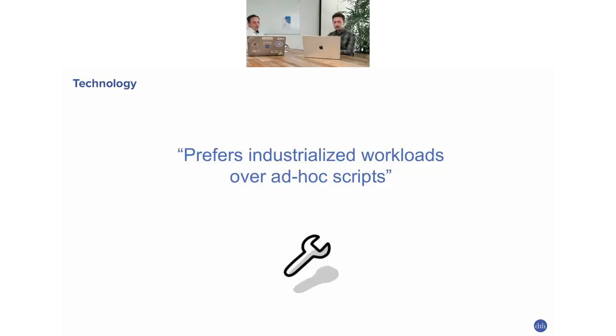All right. Then we switch to technology. For technology, we prefer industrialized workloads over ad hoc scripts. This is again a statement that everybody will agree with on the surface. Like, yes, I prefer it, but are you actually doing it? Because what we see a lot in organizations is, my ad hoc script is actually working. It's good enough. So why shouldn't I invest my time in the next feature? Why do I have to industrialize this script?